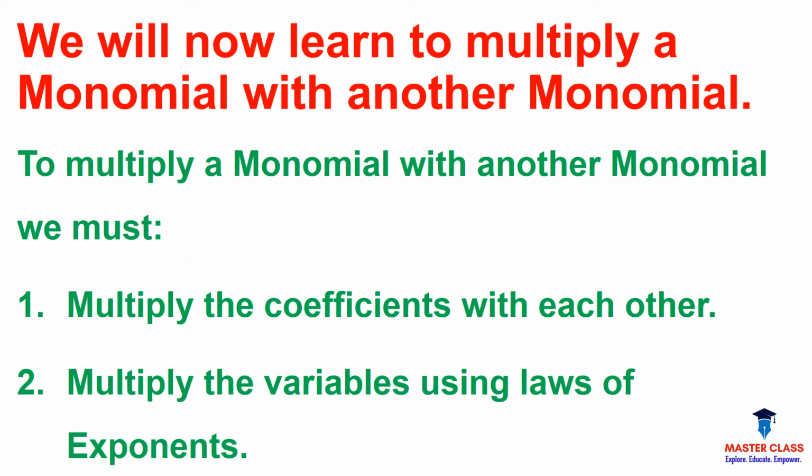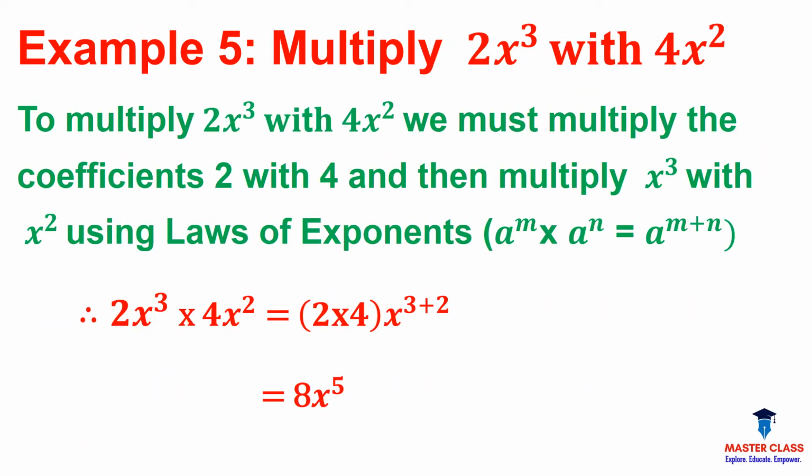We will now learn how to multiply a monomial with another monomial. To multiply a monomial with another monomial, we must multiply the coefficients of each other and then multiply the variables using laws of exponents. The first example we'll see is how to multiply 2x cubed with 4x squared.